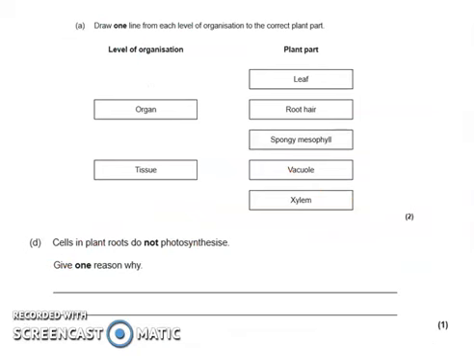Okay, so let's have a go at some past paper questions. Pause now to have a go on your own. Okay, now you've unpaused, let's have a go at these questions.